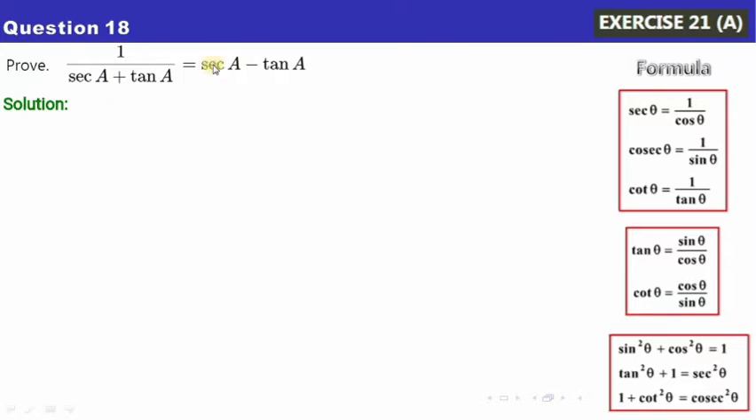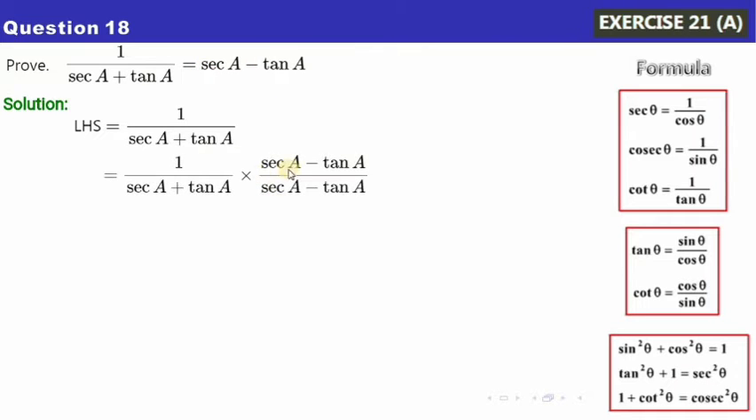Now here you need to prove that this entire thing will be equals to sec A minus tan A. Okay, so let me take the left hand side. In order to get this, I am going to multiply both numerator and denominator by this quantity. Okay, see, I have multiplied both numerator and denominator by this quantity, isn't it? Now if you call this sec A as A and tan A as B, then this is your A plus B into A minus B, which is equals to A square minus B square, and numerator into 1 will remain as it is. So numerator is this much only, and this is your A square minus B square.